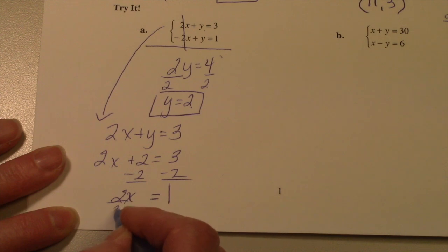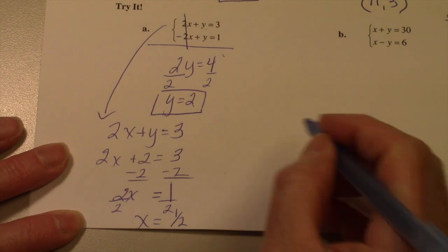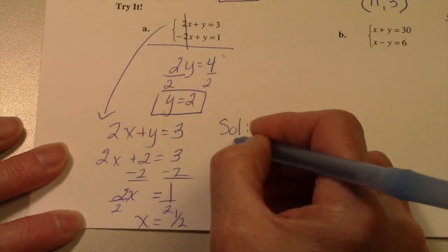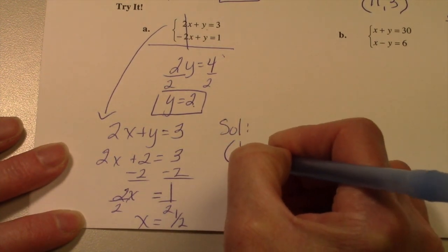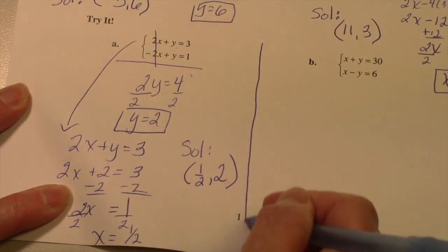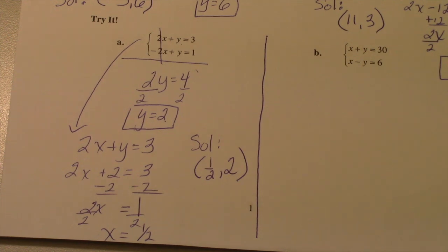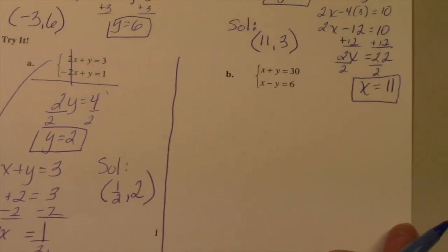Sorry. Divide by 2, divide by 2. So x is a half. So the solution here is 1/2 is x, comma, and y is 2. I'm not crazy about fractions, but I guess fractions exist. Okay? Let's look at this one.